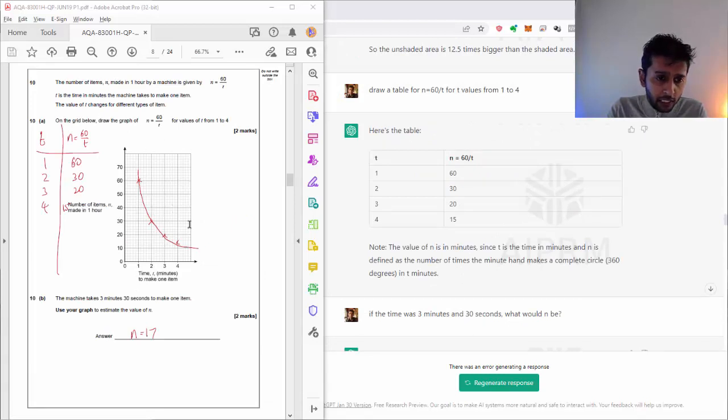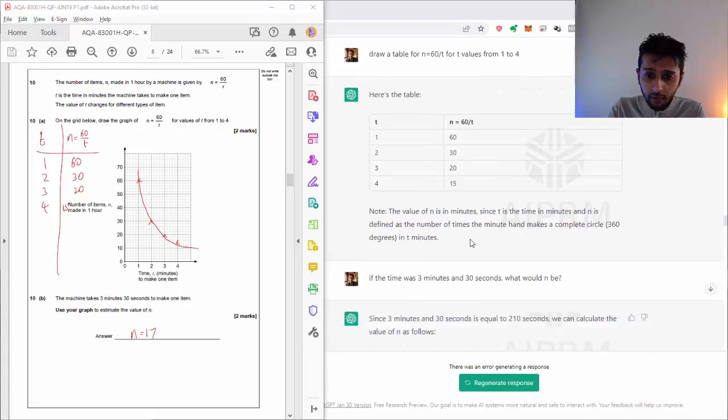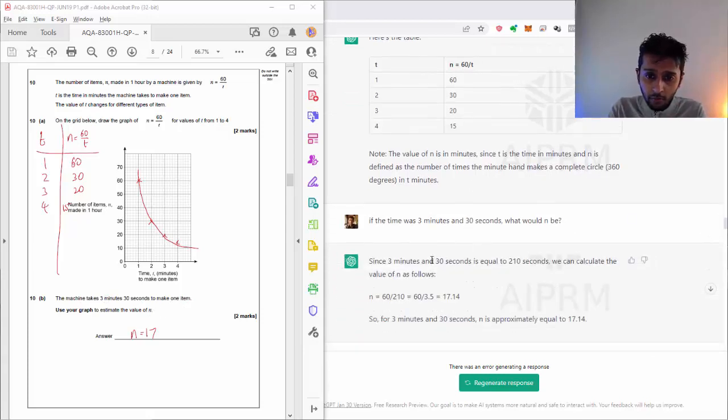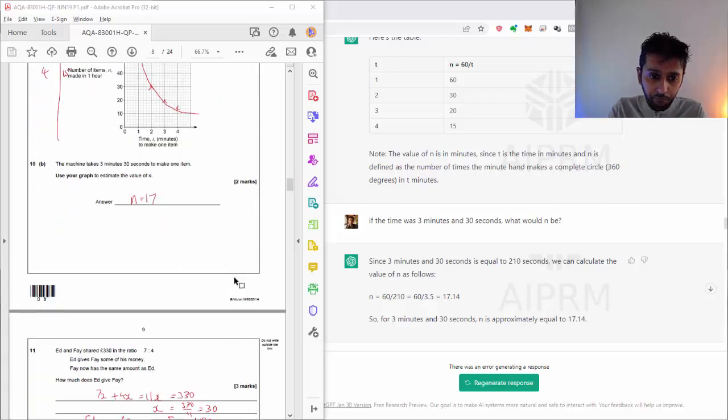Drawing graphs is obviously not something that ChatGPT can do, but it can produce a table. So I asked it to produce a table of values like this, and then I've just plotted these myself. And then for part B, it said if it takes 3 minutes 30 seconds to make one item, estimate the value of n. So I just substituted 3 minutes 30 as t, and it's giving me an answer of n is approximately 17.14. So I'll put n is 17 as the answer.